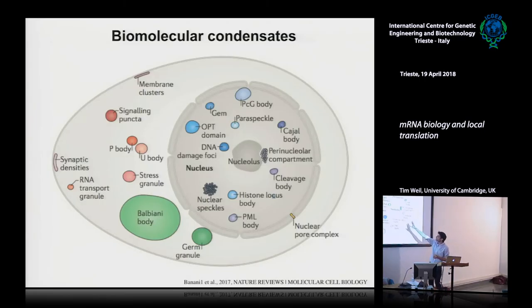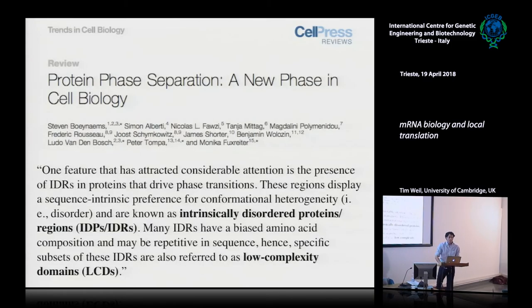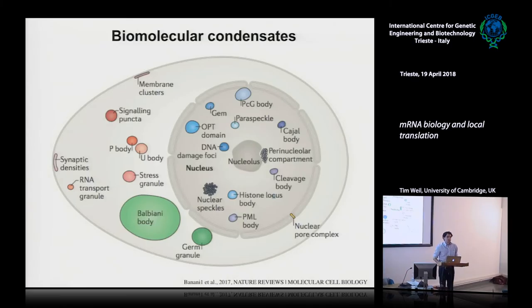And then you can see, in fact, there's all kinds of bodies that are also going to be present within the nucleus. There's been a lot of literature recently on nuclear speckles, for example, and Cajal bodies, which is one of the first ones to be identified. So U bodies are slightly different from P bodies. Basically, they have a different factor in them.